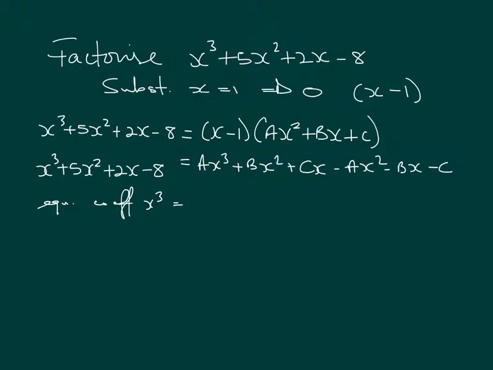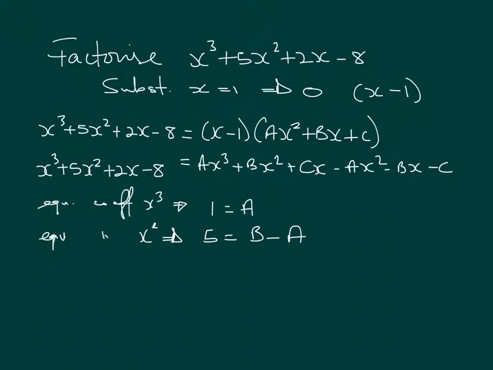The coefficient of x cubed here is a 1, so that's going to be a 1 equal to, there's only one x cubed on this side, which is this one here, and the coefficient is a. Okay, so that means that a is equal to 1. Now I will equate coefficients of x squared this time. The coefficient of x squared here is a 5, equal to the coefficient of x squared on this side, which is b minus a.